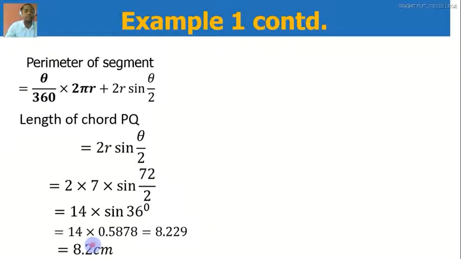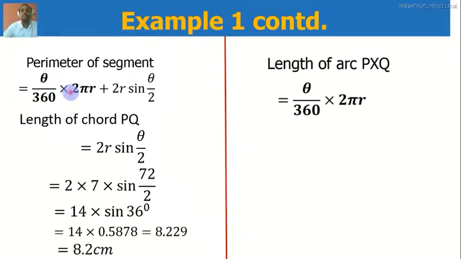With that, we go ahead to find the length of the arc using this formula here. We have it to be theta over 360 multiplied by the circumference. That is 72 over 360, since the angle at the center is 72 degrees, multiplied by 2 pi r. Pi is 22 over 7, multiplied by 7.